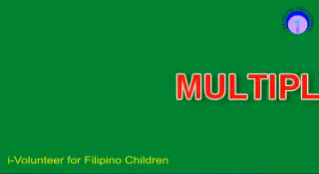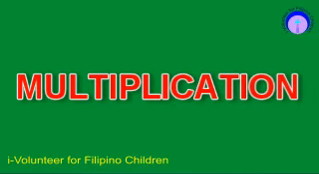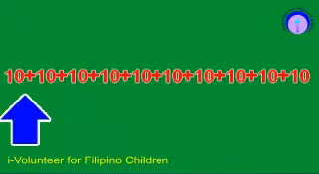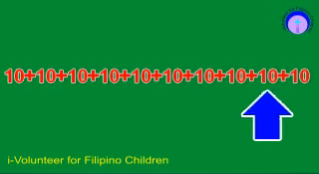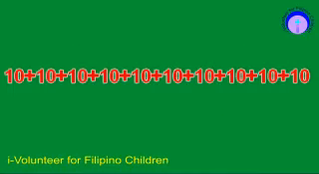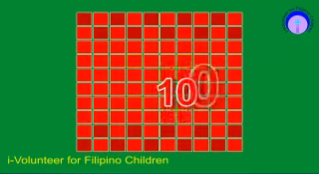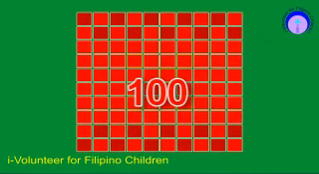Now let's go to multiplication. Multiplication is actually repeated addition. In this figure, we are repeatedly adding 10 red blocks. We will go on details on the succeeding lessons. As we have already known that this figure contains 100 red blocks.